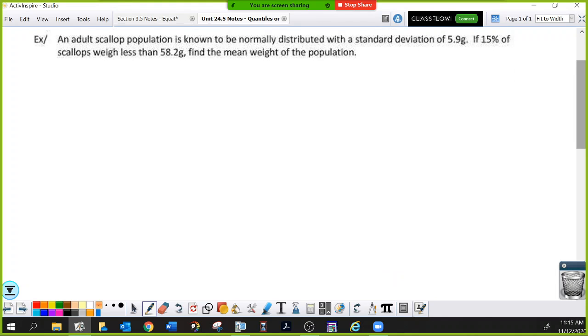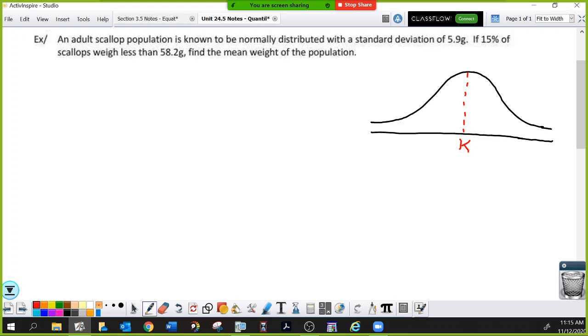So let me illustrate what we're talking about here. We have some normally distributed population of scallops. We don't know the mean. It's an unknown value. It's an unknown k value. What we do know is the standard deviation is 5.9, and we know 15% weighs less than 58.2. Okay, well, 15% is a lot smaller than 50%. So we know that this value of 58.2 is to the left of my unknown mean. So I'll just put it right here, 58.2. And the space that this covers is 0.15. Cool.